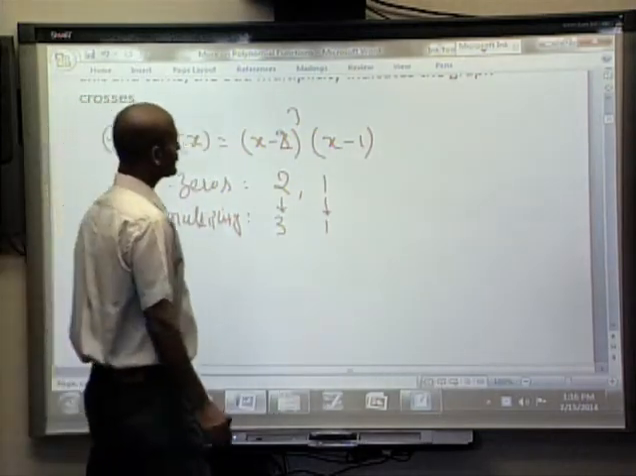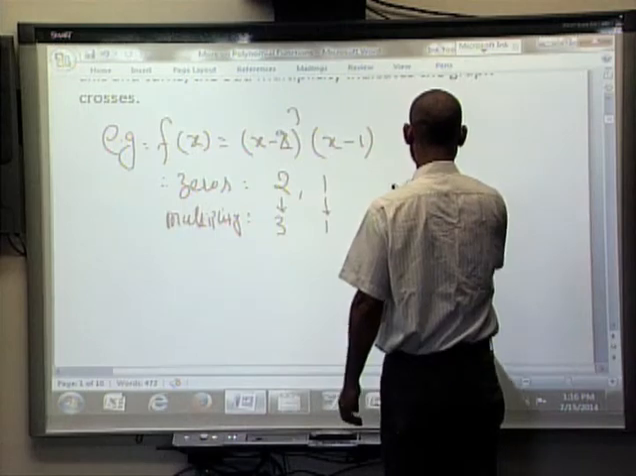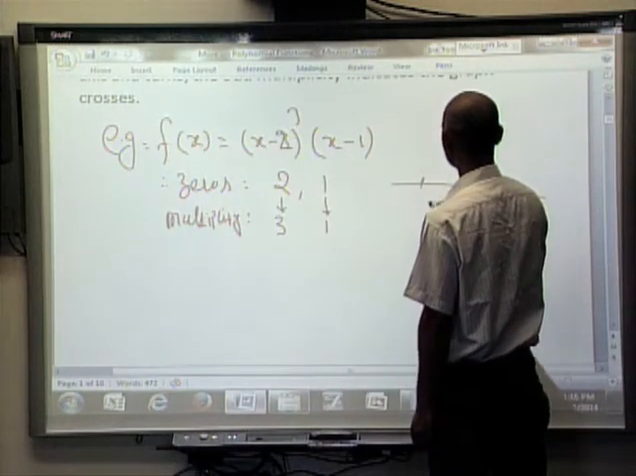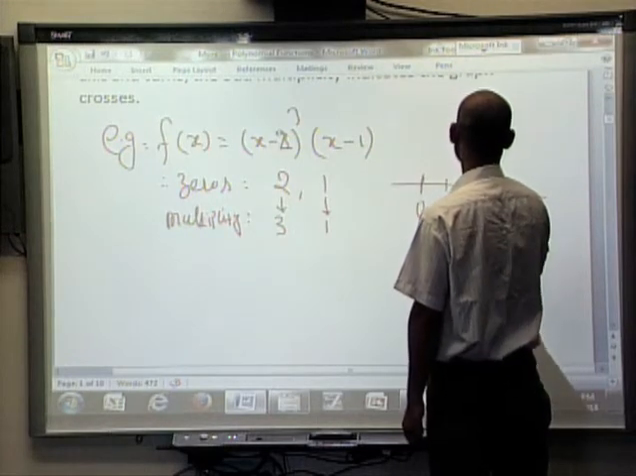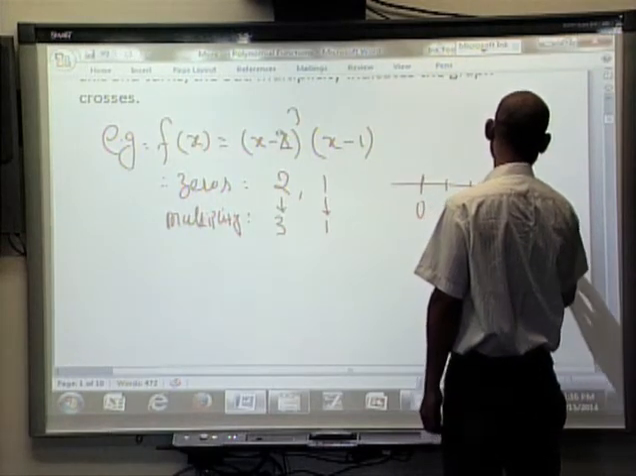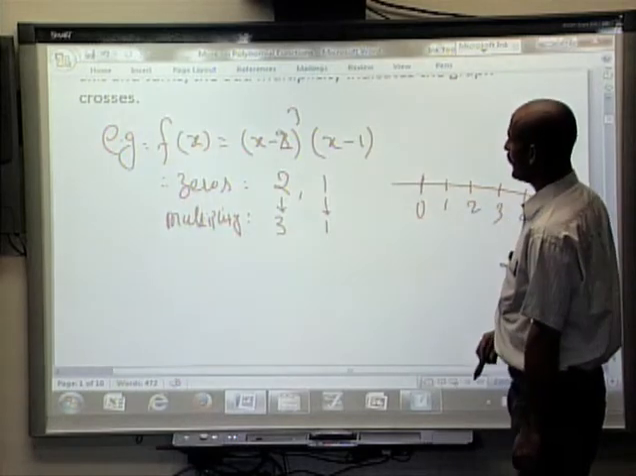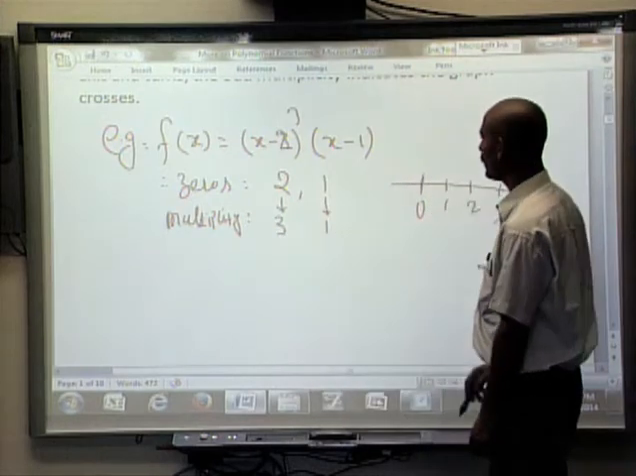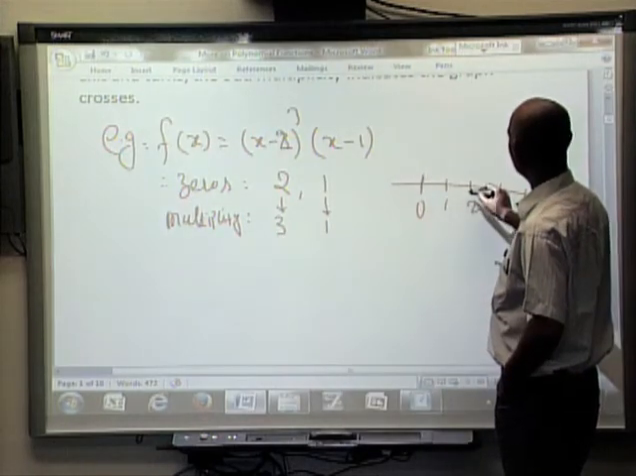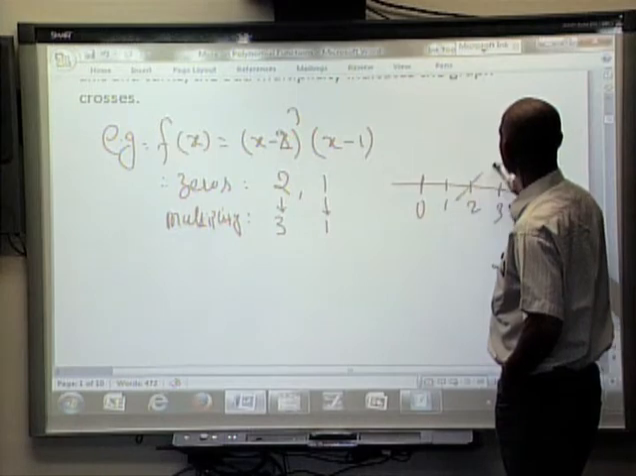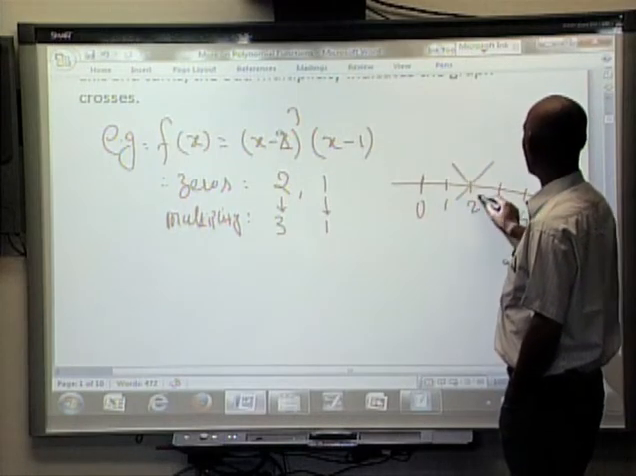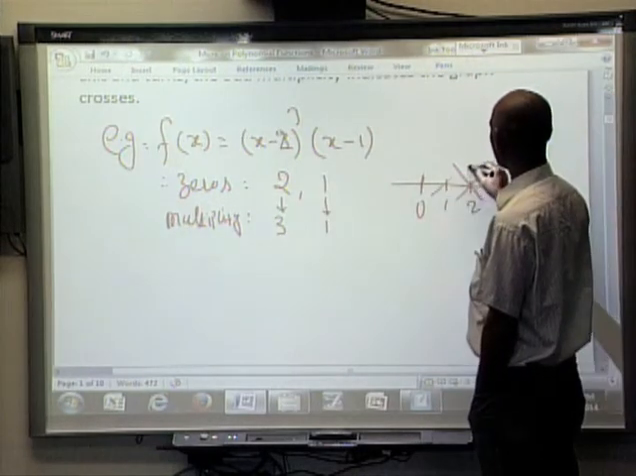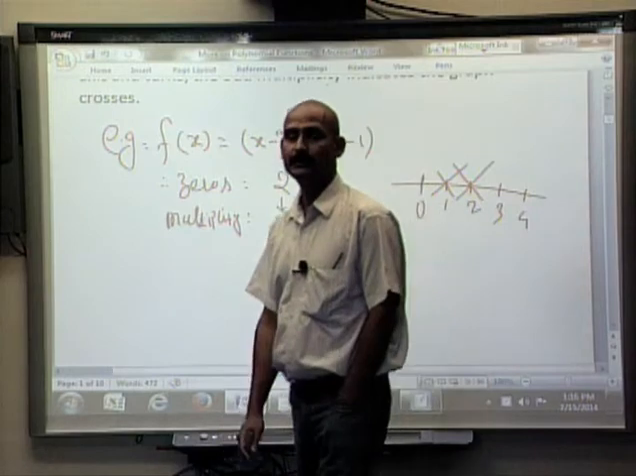And if I try to sketch the graph of this function, what should happen is the graph should be crossing, let us say this is 0, this is 1, this is 2, this is 3, this is 4. The graph should be crossing the x axis because both multiplicities are odd. This is an odd number, this is an odd number. Since the multiplicities are odd, the graph should be crossing the x axis either this way or this way at 2, and the same thing either this way or this way at 1. It should be crossing.